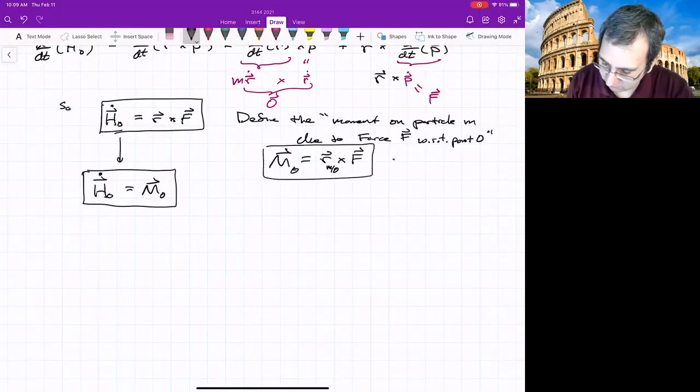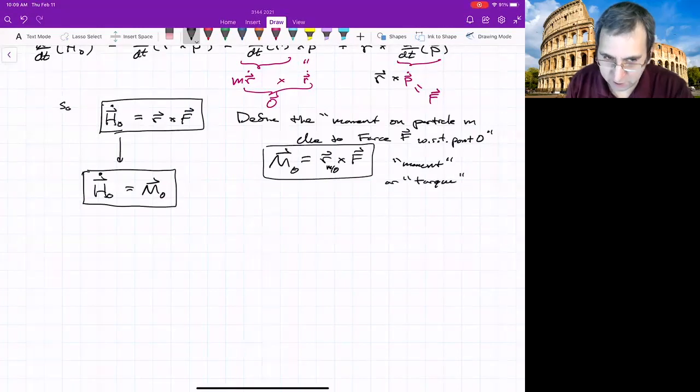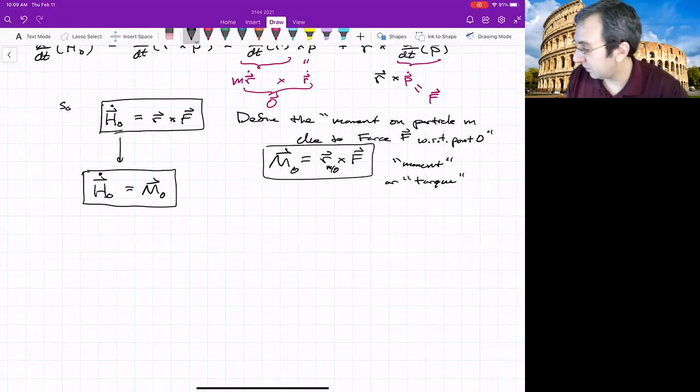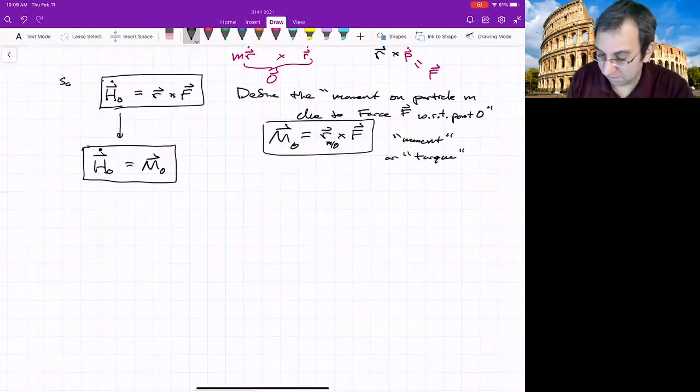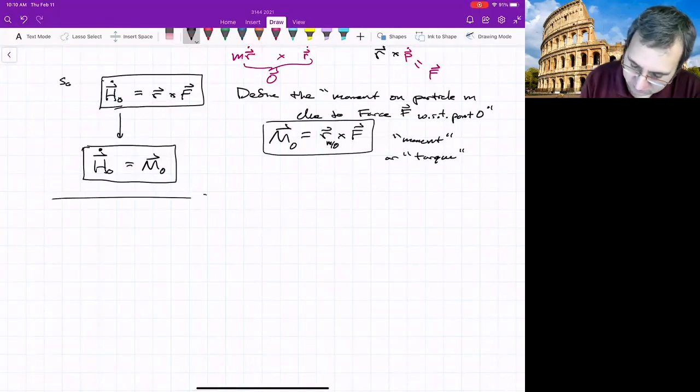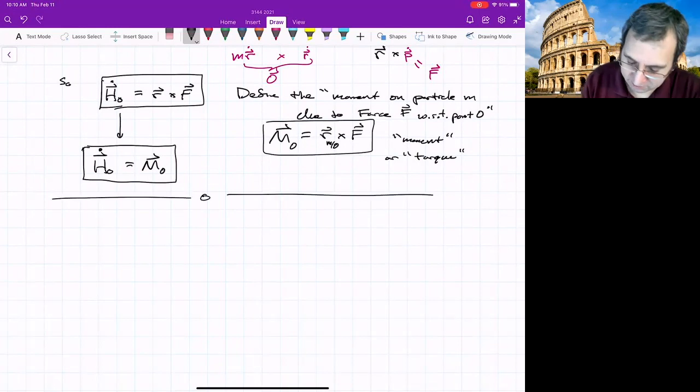I mean, you could. I'll be using moment. In my way of speaking, I do not distinguish moment or torque, but the book uses moment, and so I'll use moment. They are, as far as I know, physically the same thing, and there's no reason to nitpick. All right, so let's apply this.